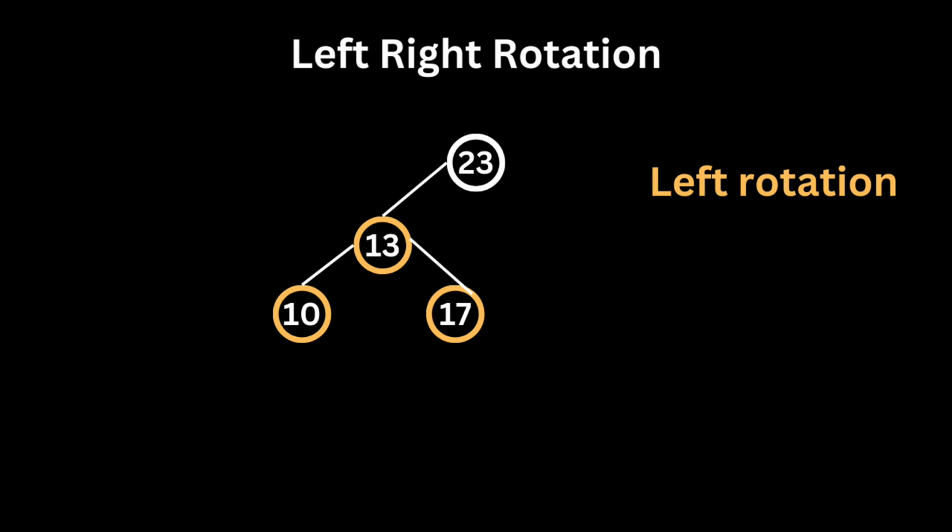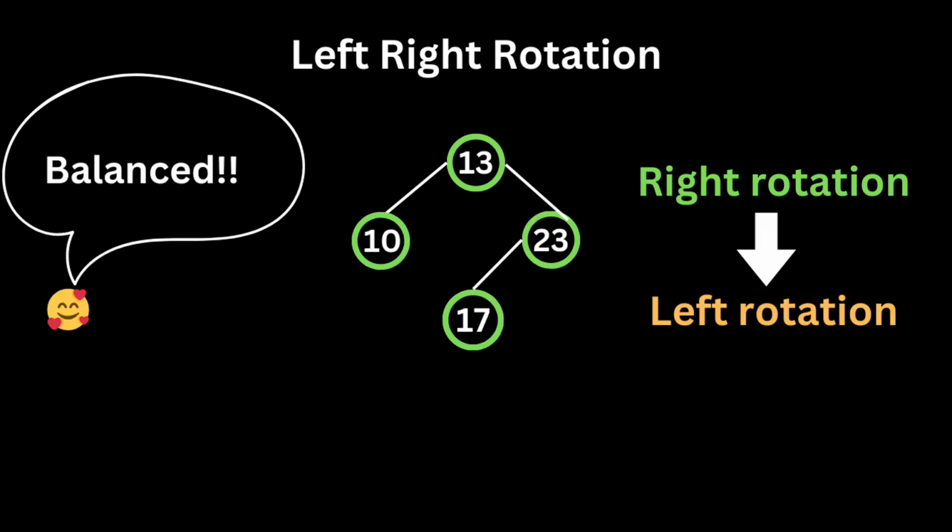Second step. Next up, we apply a right rotation. This time it's on the green tree, which is actually the root of our tree. And just like that, our tree is back in balance, and there you have it. That's how a left-right rotation works. It's a simple 1-2 punch to get everything lined up just right.